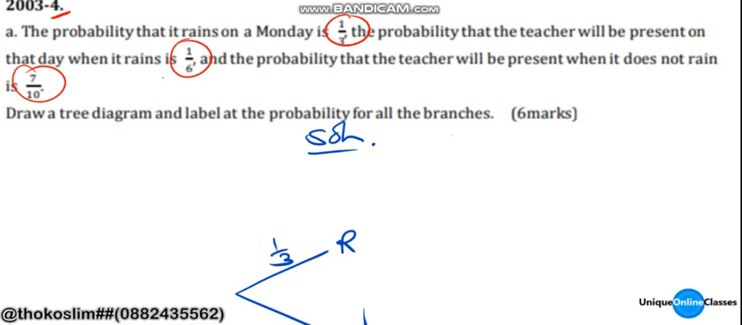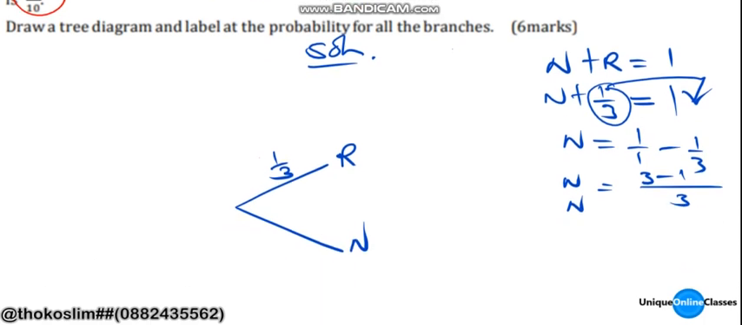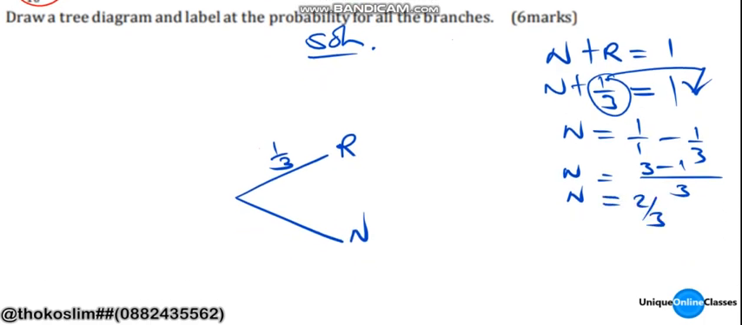In the previous video, the sum of all probabilities of an event is 1. So no rain and rain, the answer should be 1. The no rain we don't know, plus 1/3, the probability of raining, and the answer is 1. So n is equal to 1 minus 1/3, and the common denominator is 3. 1 times 3 is 3, minus 1 is 2, so the probability of not raining is 2/3.